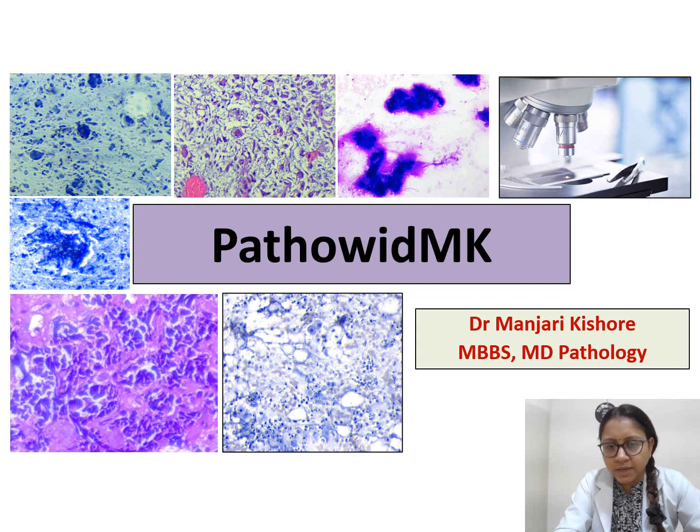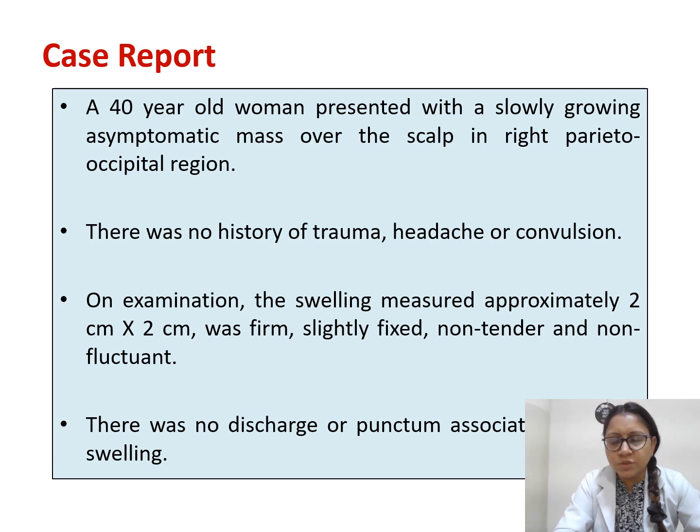So today I'm here again with a rare case, how we approach it and arrive at our final diagnosis. So this case, I'm discussing to give you an insight into how we approach a case when it comes to us for a tentative, provisional or definitive diagnosis. In this case, a 40-year-old woman presented with a slow-growing asymptomatic mass over the right parieto-occipital region.